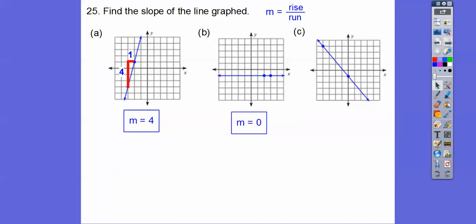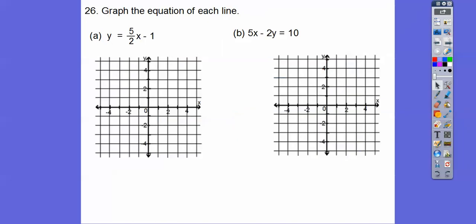Okay? And then finally, the slope of this line is going down, so it's negative. It goes down 1, 2, 3, 4, 5. -5 over 4 looks like. So -5 over 4 is the slope of that one right there. Okay? All right, let's graph these.